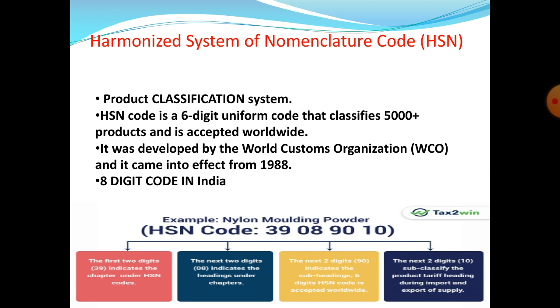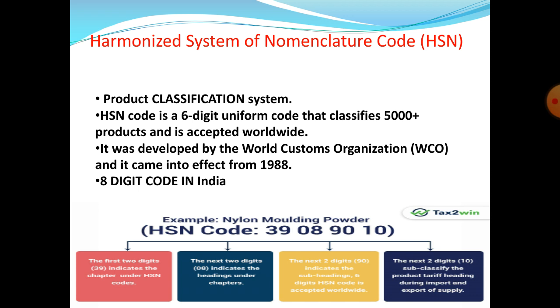39089010, and it is mainly for nylon molding powder. The first 2 digits indicate the chapter under the HSN code, the next 2 digits, 08, indicate the heading under the chapter, and the next 2 digits indicate the subheading, and the next 2 digits indicate the further subheading relating to the tariff heading during import and export of supplies. In the Indian scenario, it is used up to a maximum level of 8-digit coding.